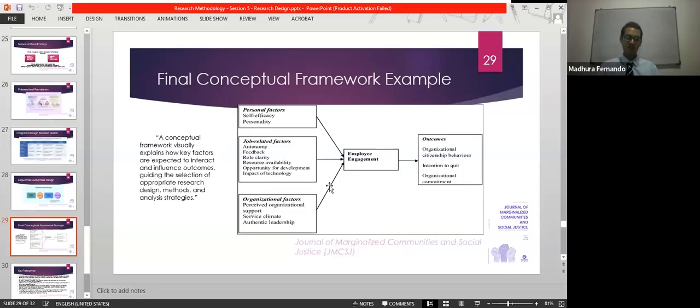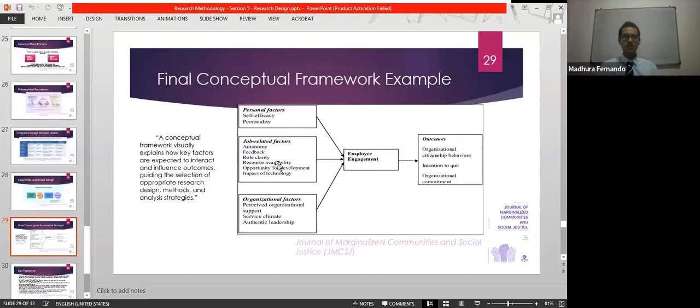This is the outcome of these 3 variables, right? These are the independent variables. This is the dependent variable. Now, employee engagement mediates all these 3, personal factors are mediated by employee engagement. These are the outcomes: organizational citizenship behavior, intention to quit, organizational commitment. Right? These are the outcomes. This is the conceptual framework that you can define.